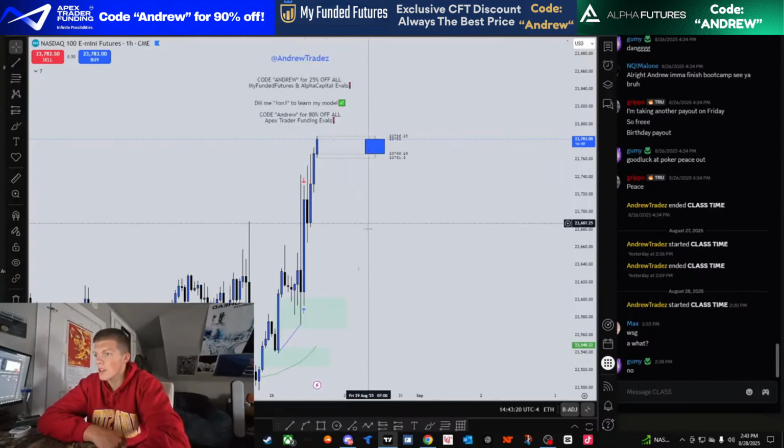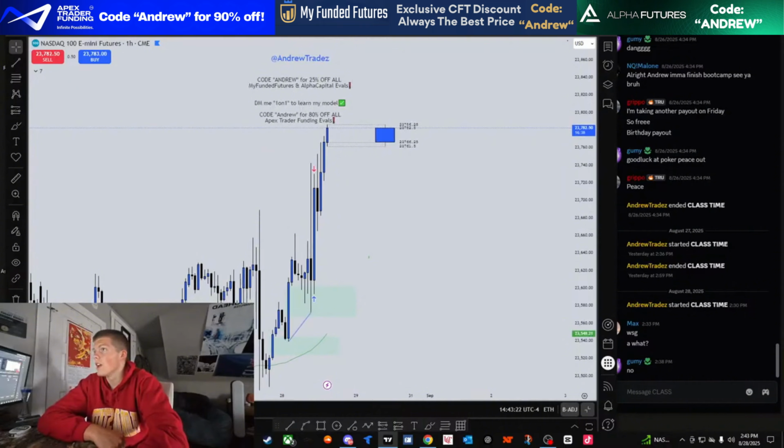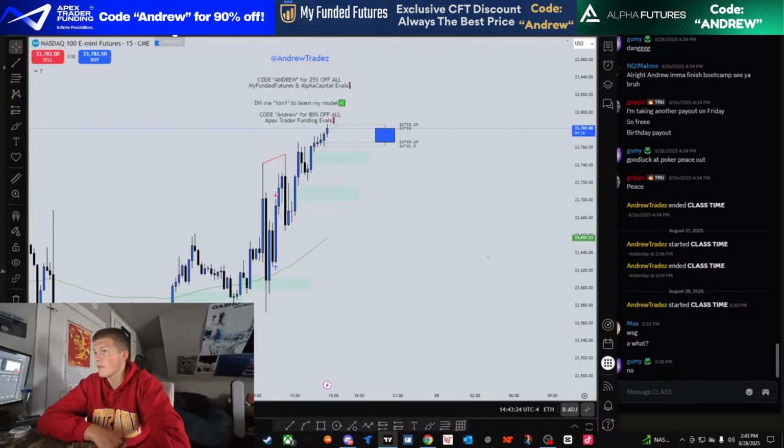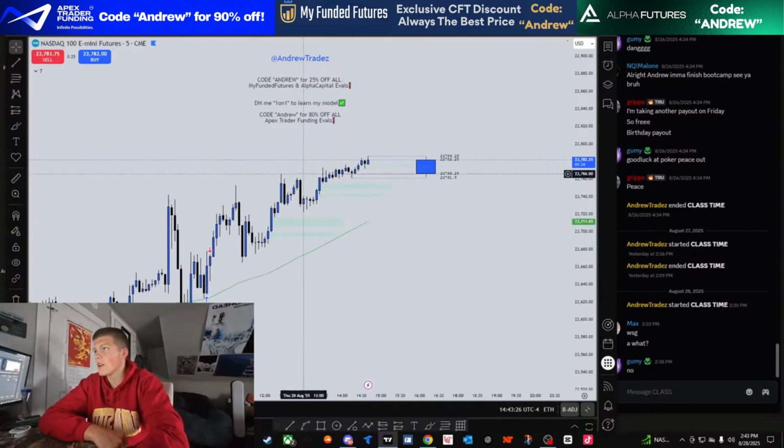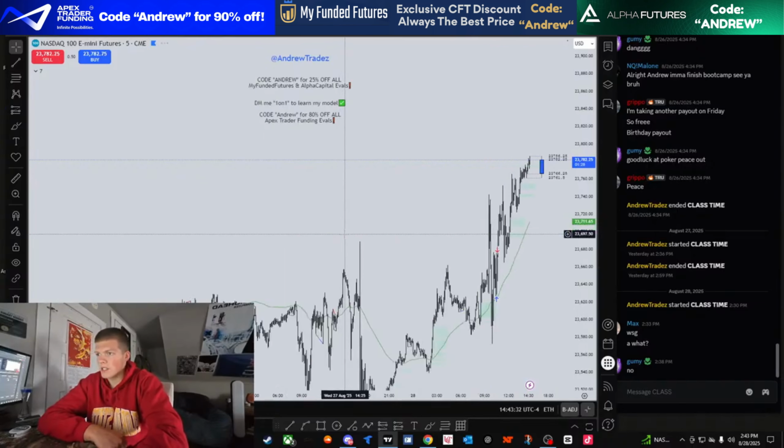But even hourly equal highs or lows are really, really good, and then 15 minute are also really good, and then 5 minute are really good too. Most of the time, if we have a 15 minute equal low, we probably also have a 5 minute equal low. But there are times where these aren't really the best.